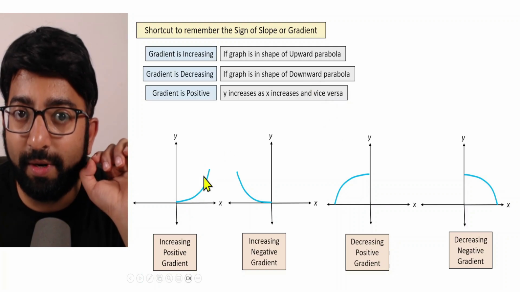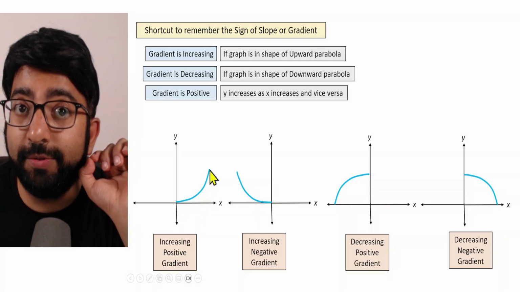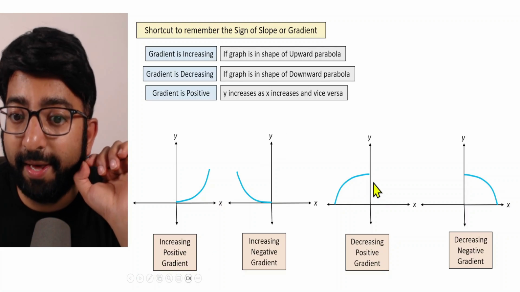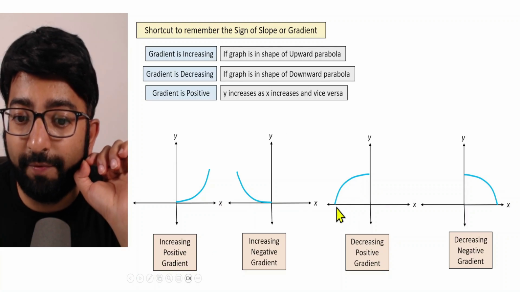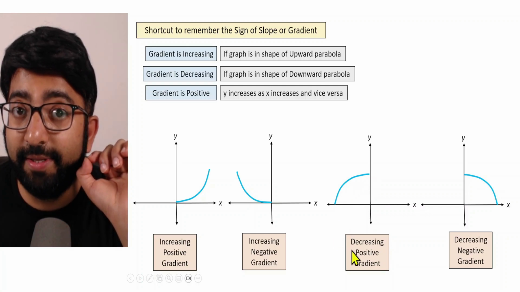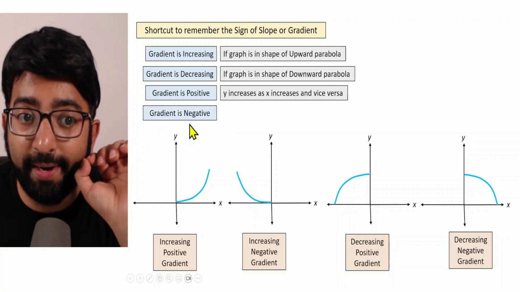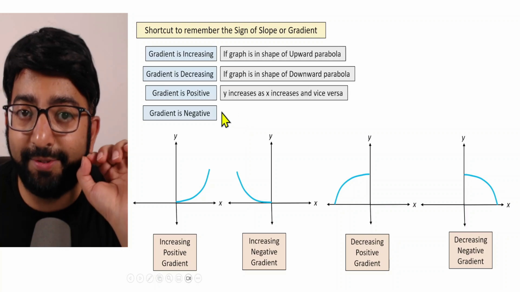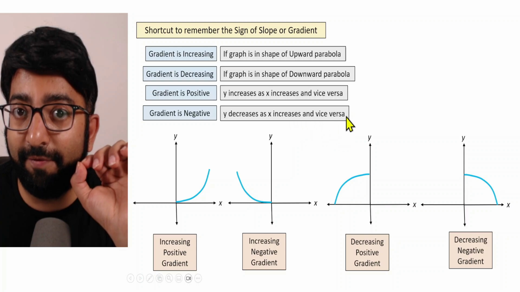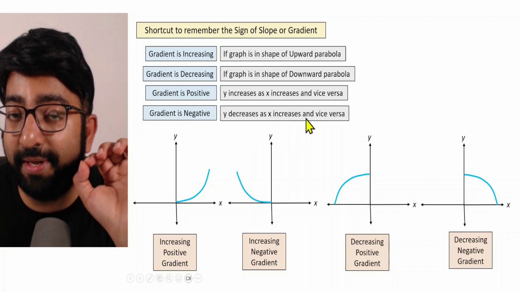If you look at the shape of this graph, watch, as the value of x keeps increasing, the value of y keeps on increasing. And that is why the gradient is positive. Similarly, in case 3, if you observe, as the value of x keeps on increasing, the value of y keeps on increasing, and hence the gradient is positive. And that is the shortcut for positive gradient. The gradient will be negative if the reverse happens. What is the reverse? Y should decrease as x increases, and vice versa. So what will be the vice versa? Y should increase as x decreases.